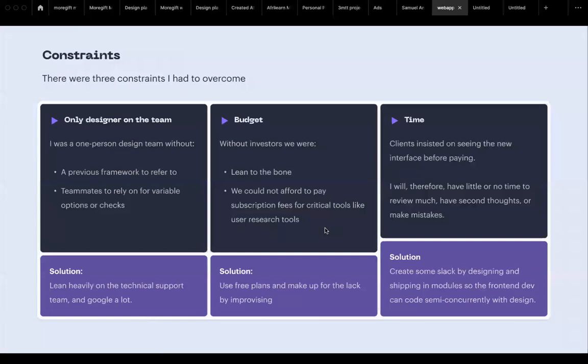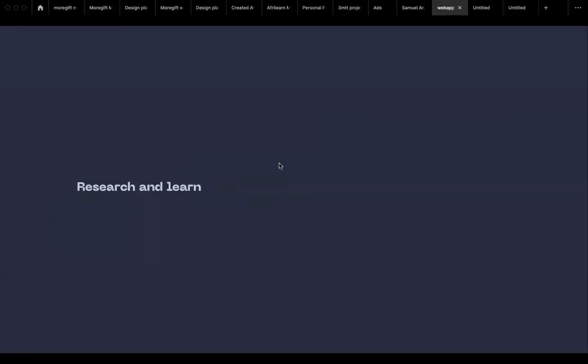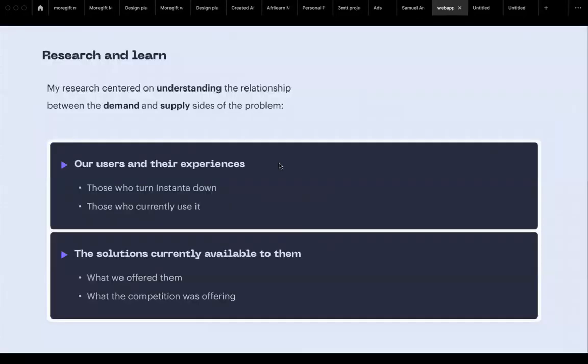So let me keep all this aside and just go through research. So research and learn. Yes, this is where I want to start. Research and learn. So my research centered on understanding the relationship between demand and supply side of the problem. So now, when you are doing research, the first thing you want to do is to pinpoint your research goals. What do you want to achieve in this research? Is it to learn about something? Is it to find out how people do something or find out why this X, Y, Z? You have to have a goal, something you are after.